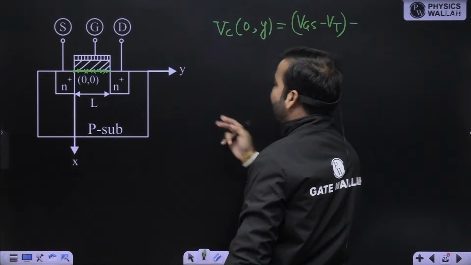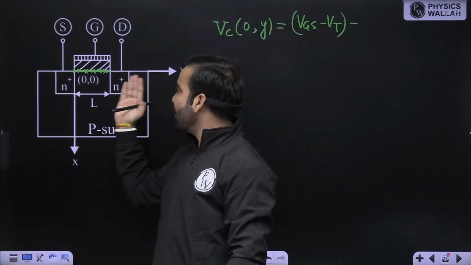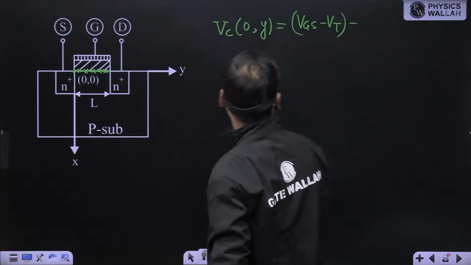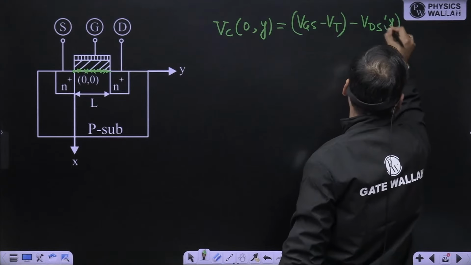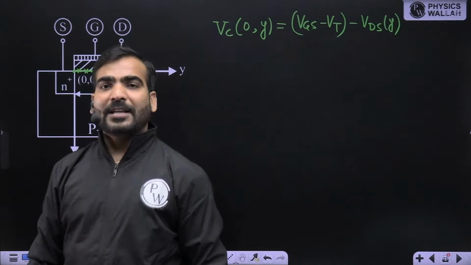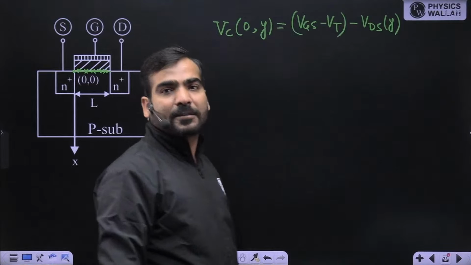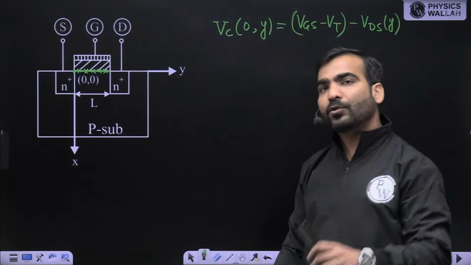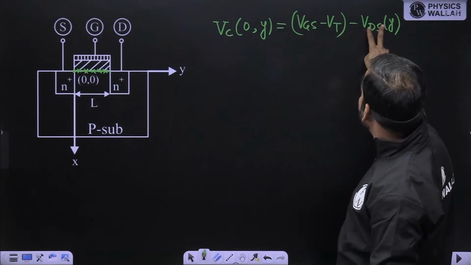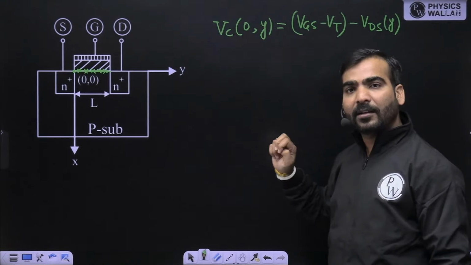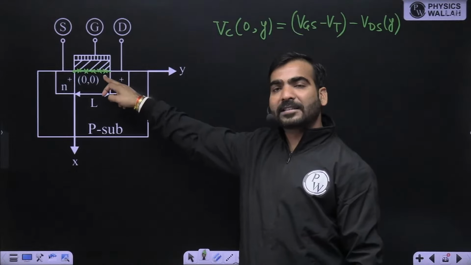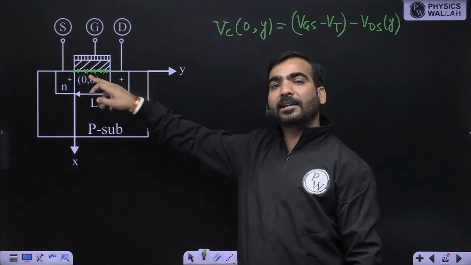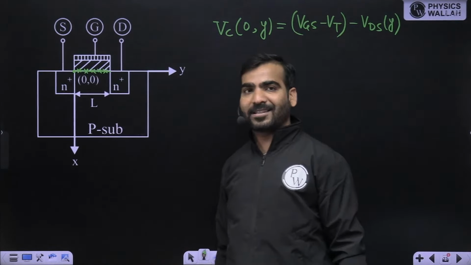And if VDS is also applied, VDS also affects the channel potential, and that potential VDS will be subtracted, and VDS is a function of y. So the channel potential is given by VGS minus VT minus VDS. That's why, as you know very well, when the drain to source voltage equals VGS minus VT, the MOSFET enters saturation, because at the drain end your channel does not have any inversion charge, any potential.